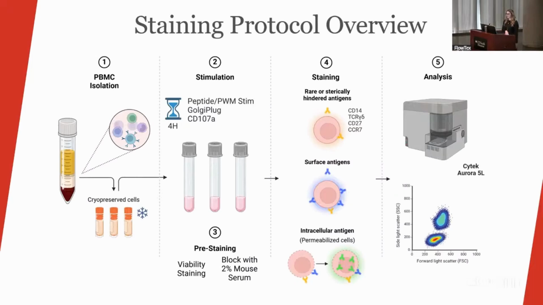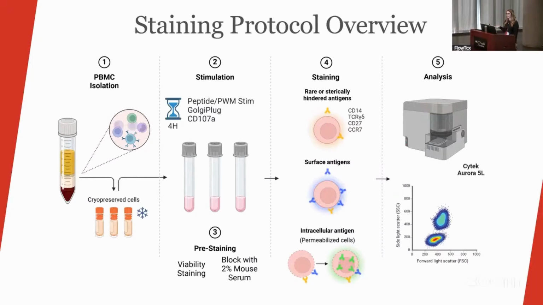Then after 4 hours of stimulation, we do what I call pre-staining, viability staining, as well as blocking with 2% mouse serum. There isn't really a good Fc block for African green monkeys. And so I'll give a plug for Cytometry Calibri, Oliver Burton's blog. He did a really, really great job of doing a blocking series. And so I've incorporated some of that into this panel.